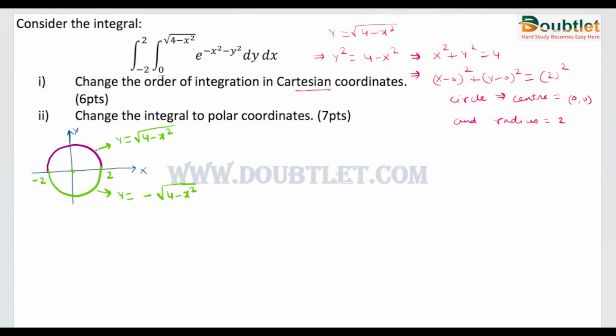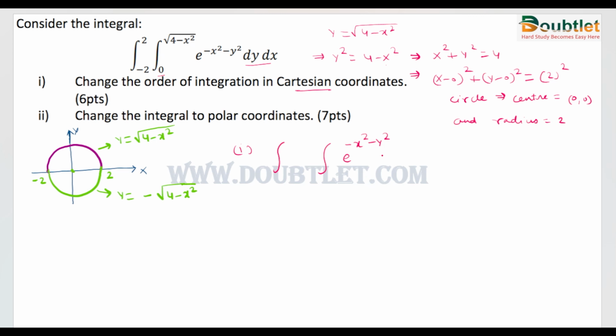I have already written the equations, that is y is equal to plus the square root of 4 minus x square, and then y is equal to minus the square root of 4 minus x square. So these are the equations of the semicircles, the upper semicircle and the lower semicircle. Now while solving the first part, we need to change the order of integration from dy dx to dx dy. So we write the function as it is, because the function does not change, and we write dx dy.